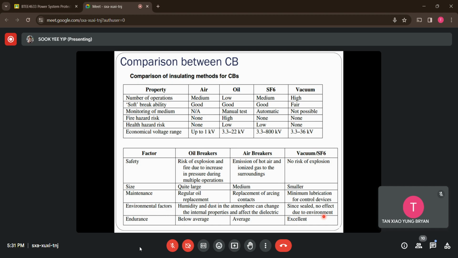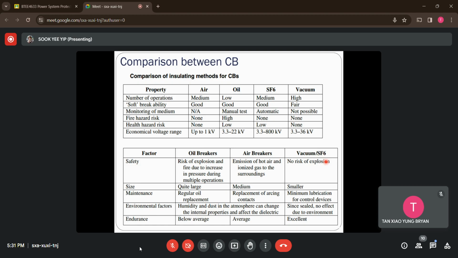Okay. The last one here is in terms of ability to withstand high fault currents. So we know that SF6 gas and vacuum have excellent performance to deal with high currents. Oil breakers are actually below average. Air breakers have average performance. So this is comparing the different kinds of breakers as introduced to you so far.